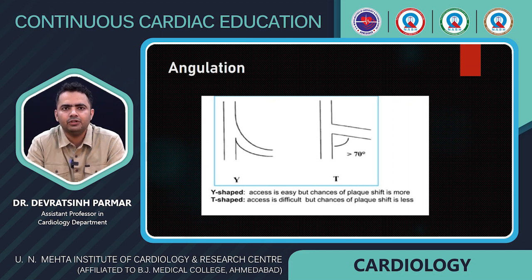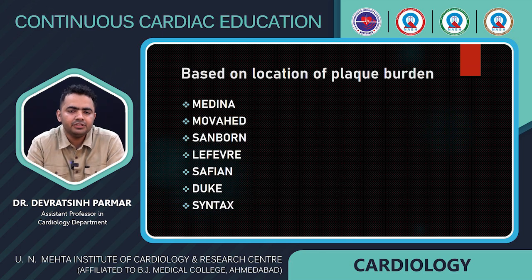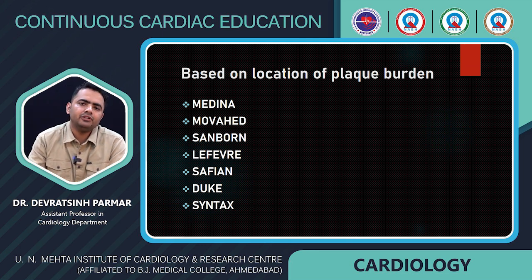This is a diagram that demonstrates there are two types of angulation. First is Y angulation and the other is T angulation. Y is when there is an acute angle less than 70 degrees. Here the side branch crossing is much easier, but the chance of plaque shift is very high. But if the angle is wide, more than 70 degrees, here the rewiring is difficult, but the plaque shift is less.